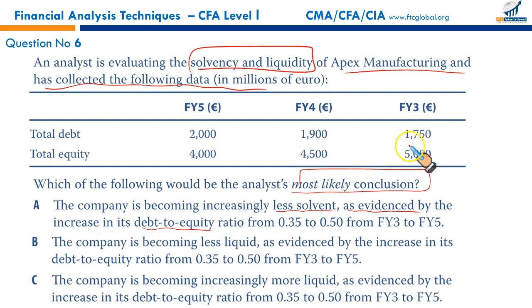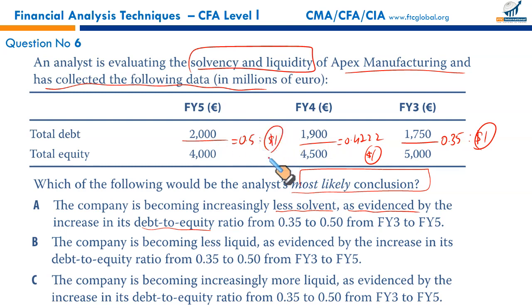Let us calculate the debt to equity ratio for all these 3 years. Debt upon equity, they have been given in the same order. 1750 divided by 5000 gives you 0.35. What does it mean? For every $1 invested by equity holders, the debt is $0.35. Next year, 1900 divided by 4500. If you simplify this, you get 0.4222, indicating for every $1 investment, your debt is now $0.42. In the last year, straightforward, it's 0.5, indicating that your debt as a fraction of equity is increasing.